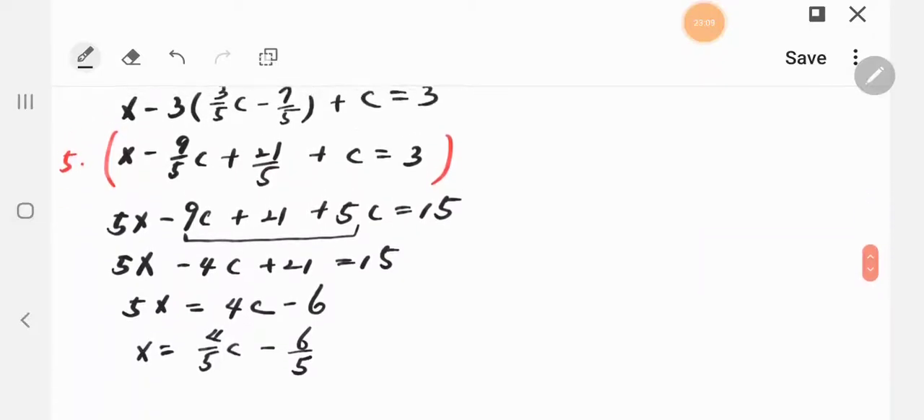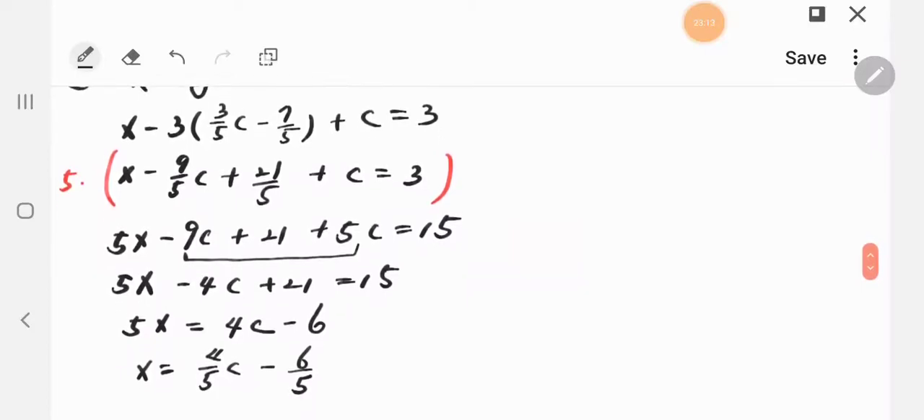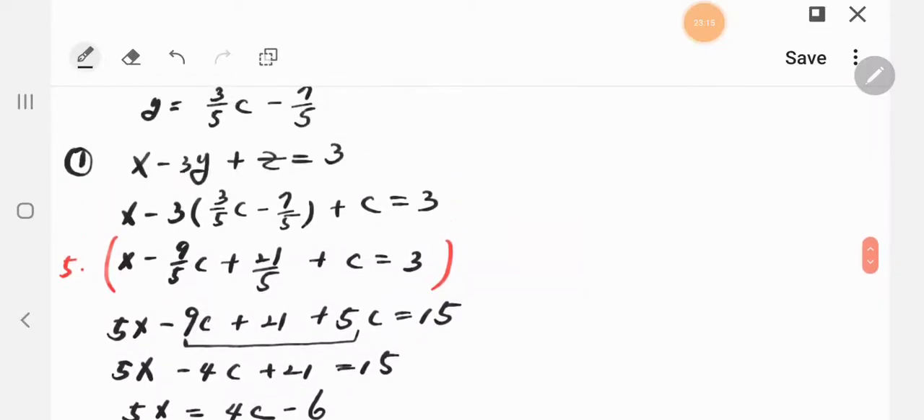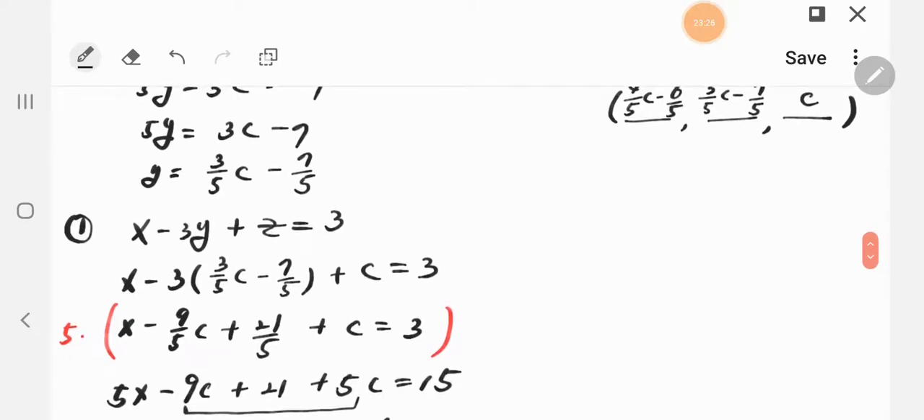So let me rewrite this. So x will be, I have to go all the way up. 4 over 5c minus 6 over 5. So this is 4 over 5c minus 6 over 5. So this is the solution.